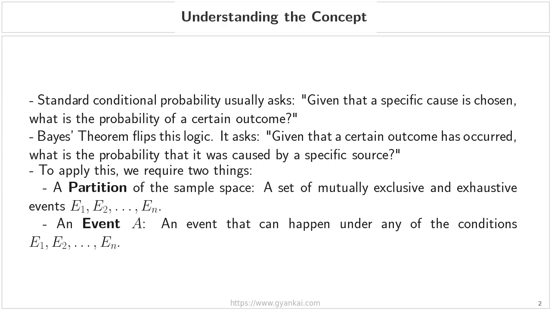Crucially, this event A must be something that can potentially happen under any of the conditions we listed in our partition. Now that we've introduced the name of our topic, let's really dive into the core concept of what makes Bayes' theorem so unique. Once we have these two pieces, our set of possible causes and our observed event, we are ready to move on to the mathematical formula that ties them all together.